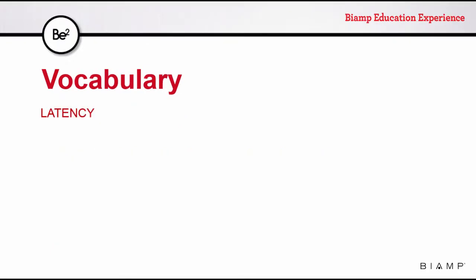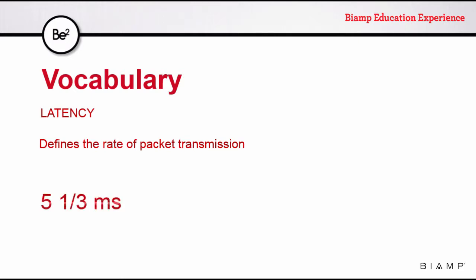The last CobraNet parameter we will define here for the purposes of working on an existing system is the latency setting, which defines the rate of packet transmission. There are 3 setting options here, and the most commonly used one is 5 1/3 milliseconds, which is the inherent latency of the interface. In other words, the time that it takes to input a signal, have it go through sampling and digital conversion, and eventually make its way back out into analog audio again.